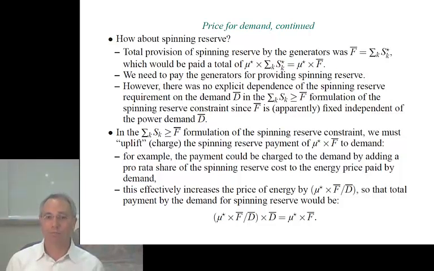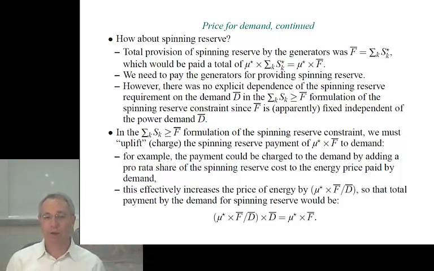Unfortunately, there was no explicit dependence of the spinning reserve requirement on the demand D overline in the fixed formulation of spinning reserve. F overline is apparently fixed. So in that formulation, we're going to need to uplift, that is to say, charge the spinning reserve payment of mu star times F overline to demand.